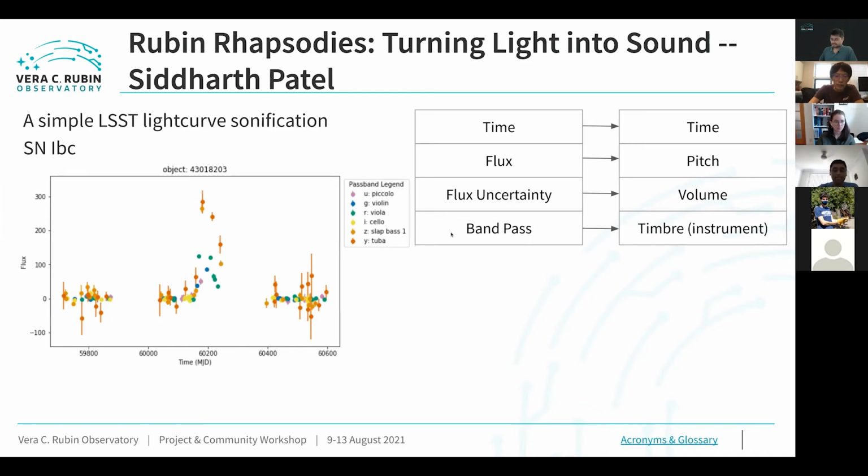Here's the exact same object as the previous slide. However, this time I've included more data features in the sonification, which is uncertainty to volume, and each bandpass has its own instrument. Next slide.